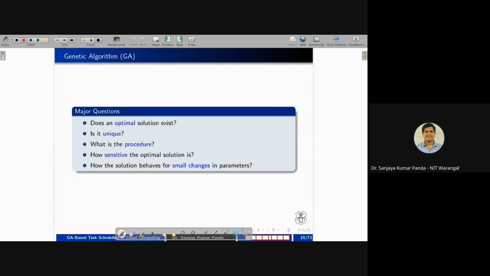Next is how sensitive the optimal solution is, or how the solution behaves if there is a small change in a parameter. In a particular system, the system depends upon some inputs, right?